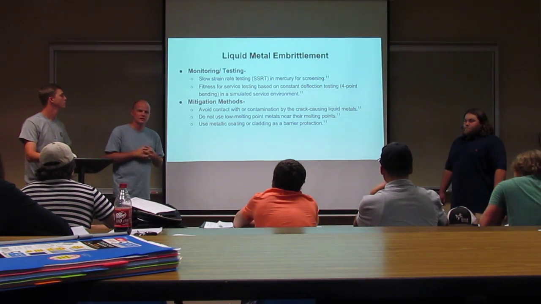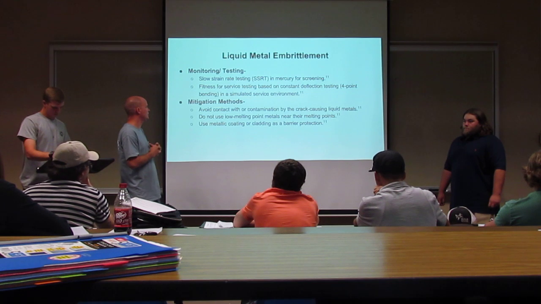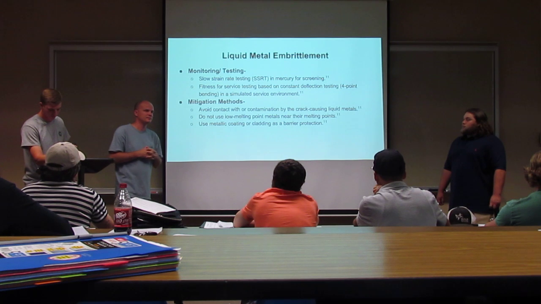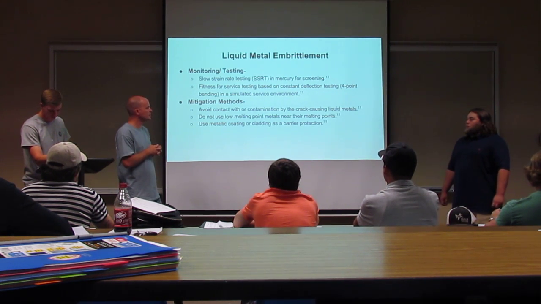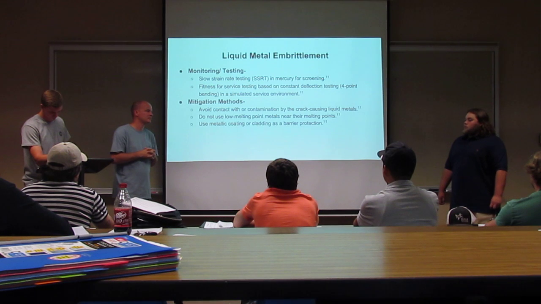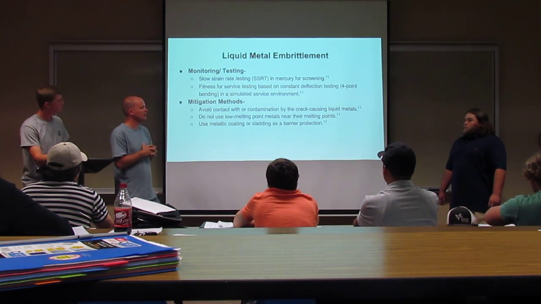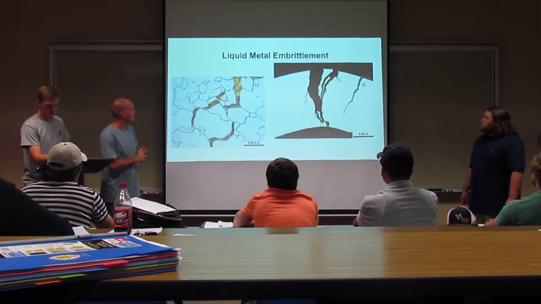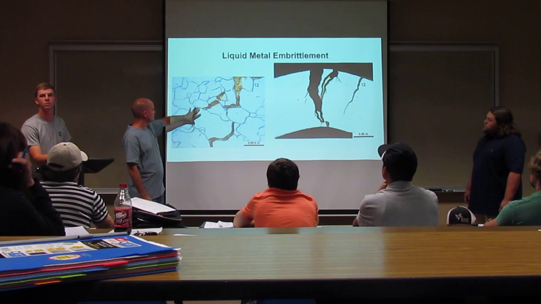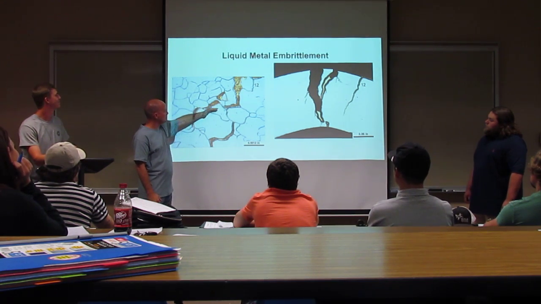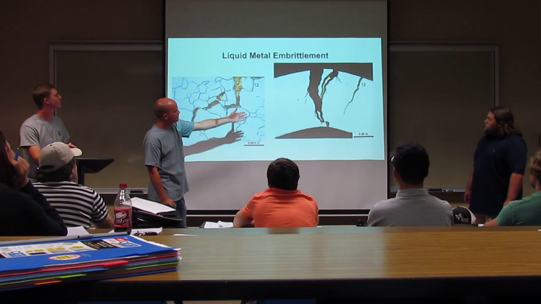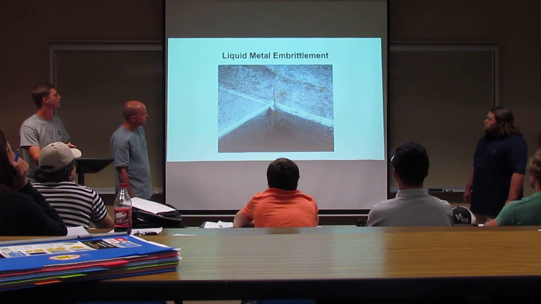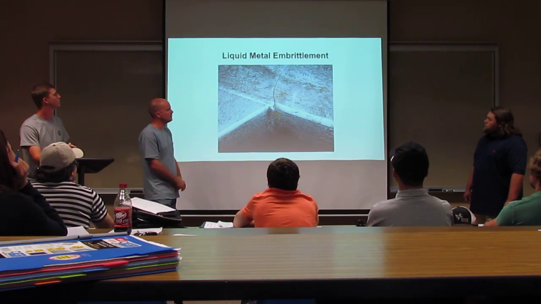Ways to mitigate liquid metal embrittlement are to avoid contact with or contamination by the crack-causing liquid metals, not to use low melting point metals near their melting points, and to use metallic coating and cladding as barrier protection. Here you can see where a metal has fallen onto another metal and started to crack and go into the grains of the metal. That's the side view and that's the top view. Here's another picture that demonstrates that.